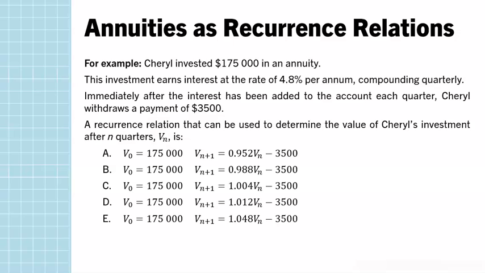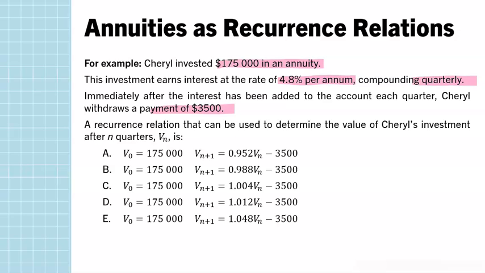This next example is a paper one, a multiple choice question. Cheryl has invested $175,000 in an annuity. This investment earns interest at a rate of 4.8% per annum, compounding quarterly. Immediately after the interest has been added to the account each quarter, Cheryl withdraws a payment of $3,500. A recurrence relation that can be used to determine the value of Cheryl's investment after n quarters, Vn, is, we've got our options there.